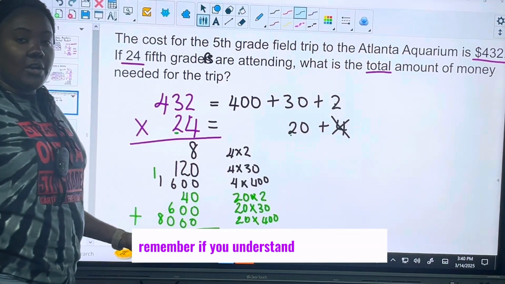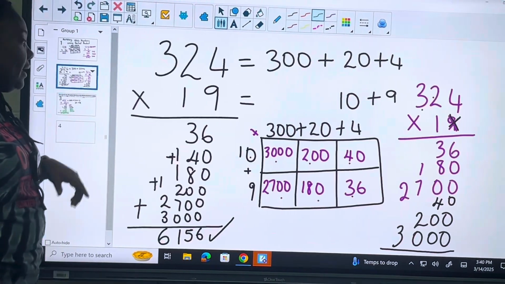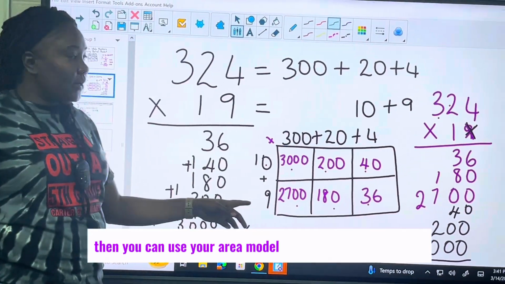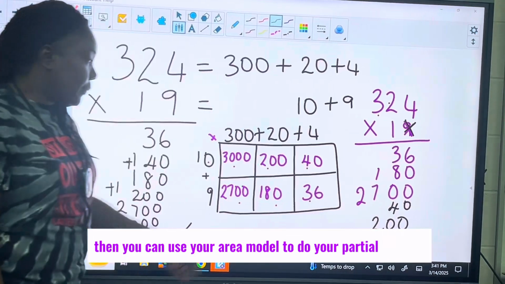Have fun practicing partial product. Remember, if you understand the area model, then you can use your area model to do your partial product.